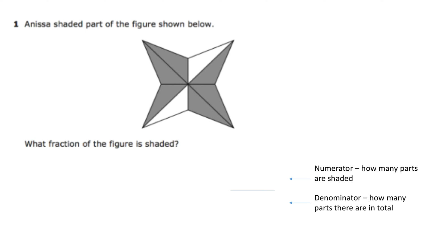Okay, so we'll count together. So for the numerator, how many parts are shaded? There are 1. I can use my pen. There are 1, 2, 3, 4, 5, 6 parts that are shaded. So our numerator is going to be 6.